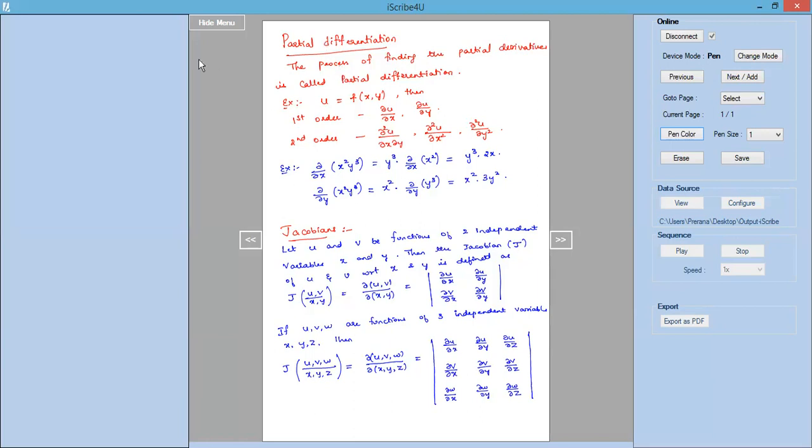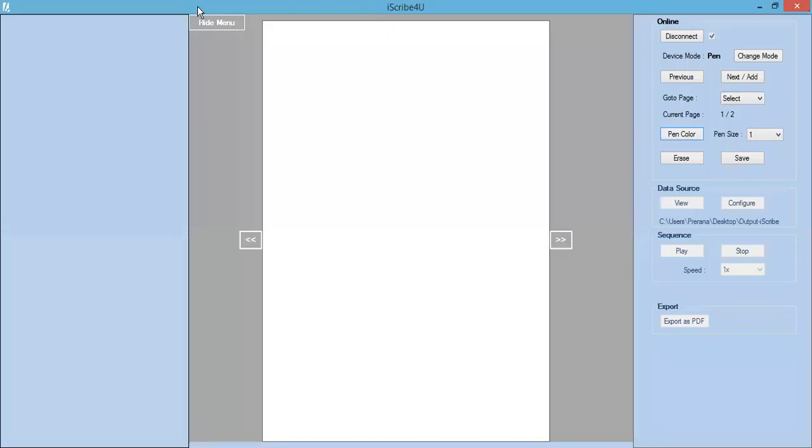Now we will do problems on Jacobians. First one: if u is equal to x plus 3y square minus z cube, v is equal to 4x square yz, and w is equal to 2z square minus xy, then evaluate dou of u v w with respect to x y z, that is the Jacobian, at the point 1, minus 1, 0.